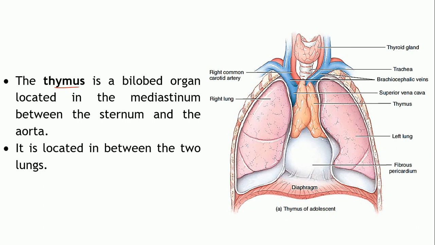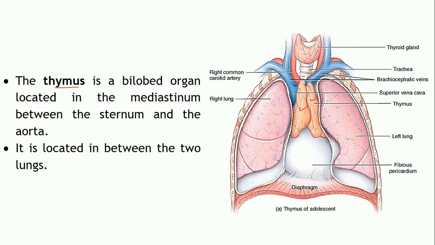This particular thymus is bilobed in nature. As you can see, there are two lobes of this organ. It also secretes certain hormones, so it has endocrine functions as well. Let us consider the anatomy and the histology of the thymus first.